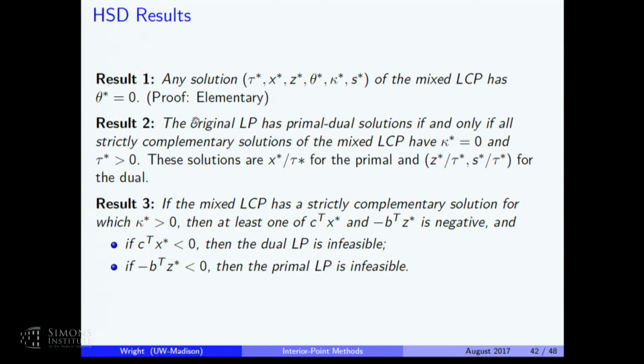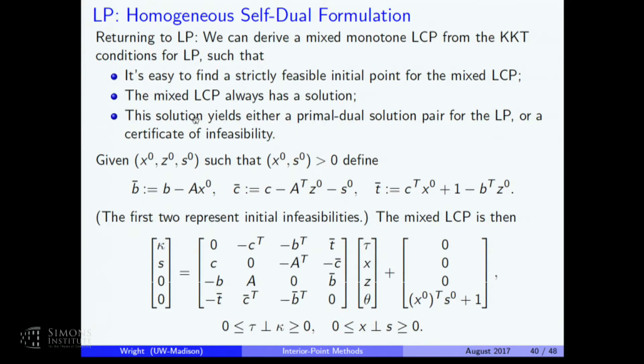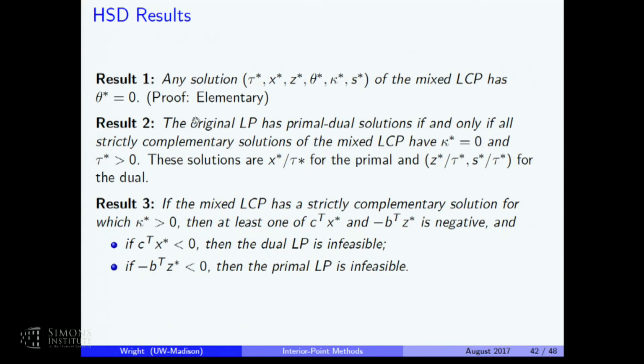The second result is that if all of the strictly complementary solutions of the mixed LCP have kappa equals 0, so what shows up in the mixed LCP is kappa and tau as a complementary pair. So if the kappa is always the one that's 0, and the tau is strictly positive, because they're strictly complementary, then you can get a solution of the original LCP by just dividing the z and the s and the x all by the tau, which is guaranteed to be strictly positive. So if the kappa is 0, you can recover a primal and dual solution for the original LCP.